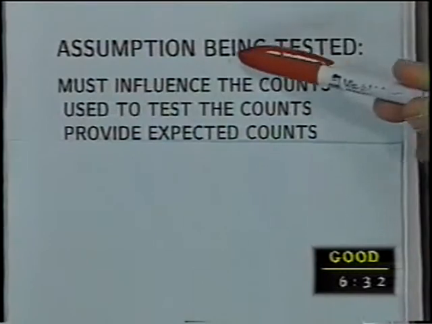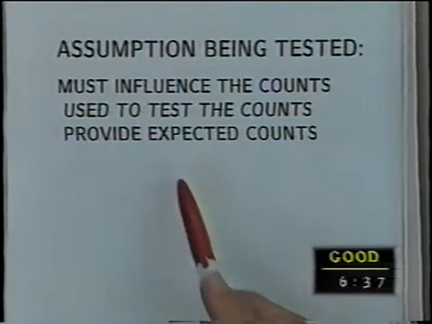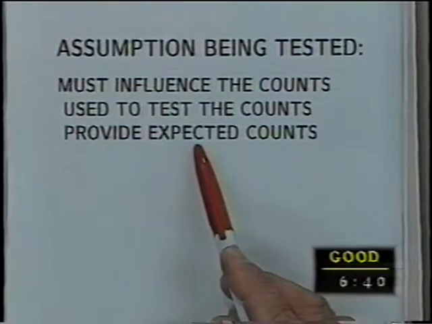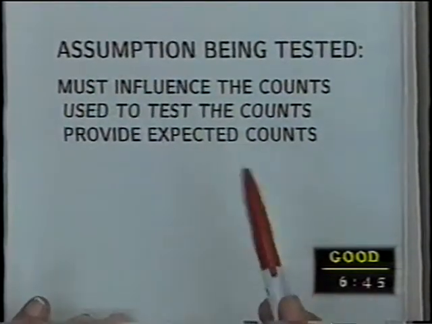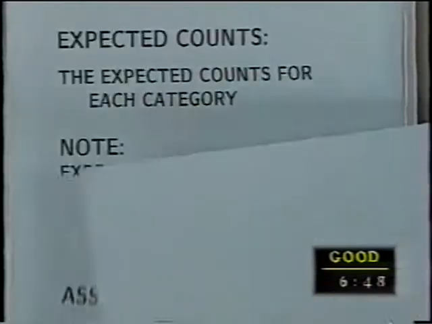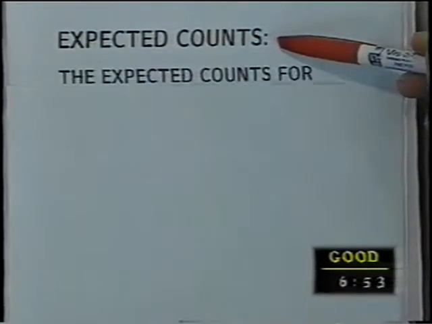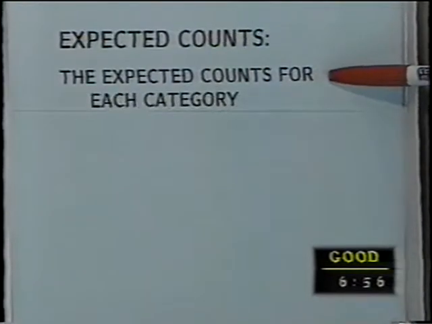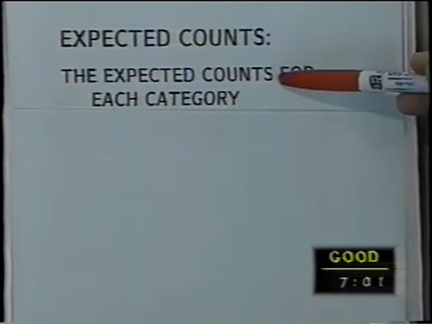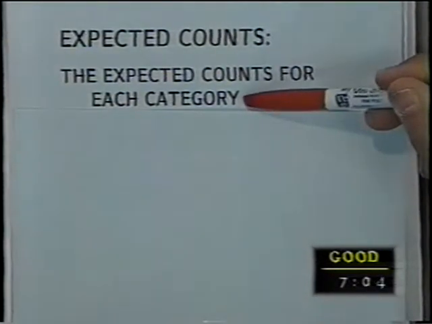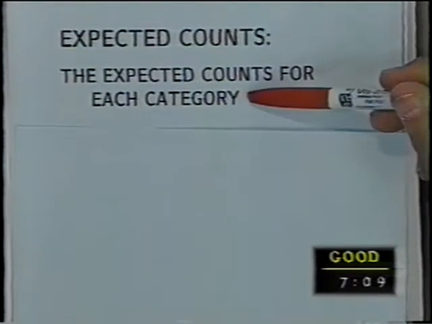What happens is that the assumption being tested provides expected counts. Expected counts: how many there should be in each category. Then I look at how many there were in each category and I see if they're close. That's essentially what we're going to do. Okay, let's look at these expected counts. The expected counts are the expected counts for each category. When I talk about expected counts, I say, well, how many should there be in each category? How many blondes should there be? How many brunettes? How many redheads? How many blackheads? How many others?